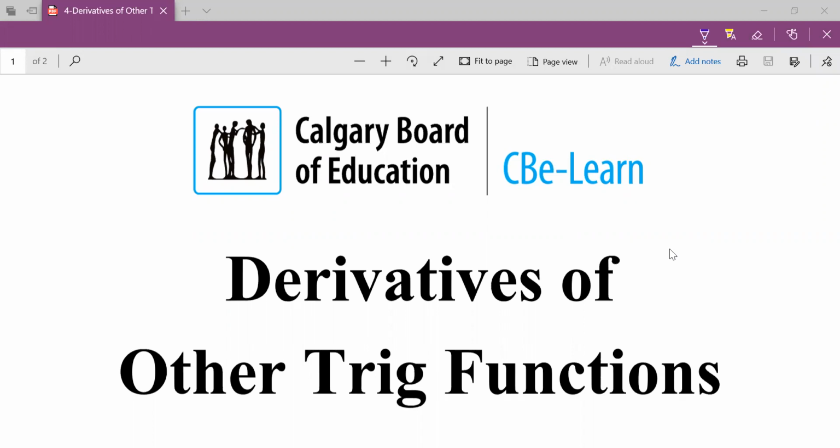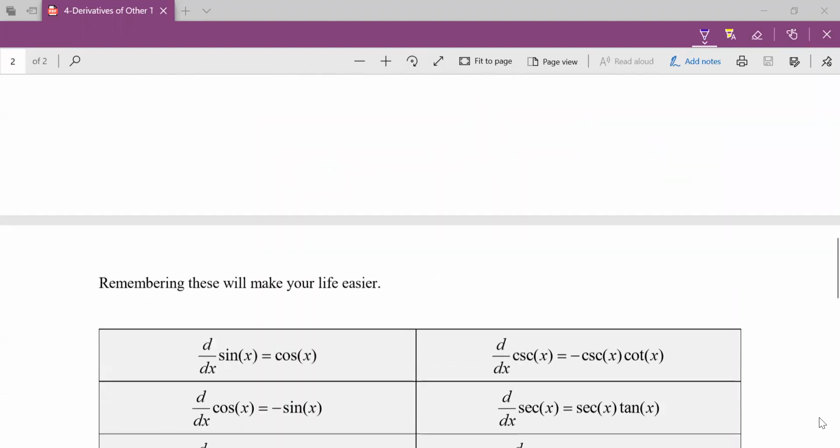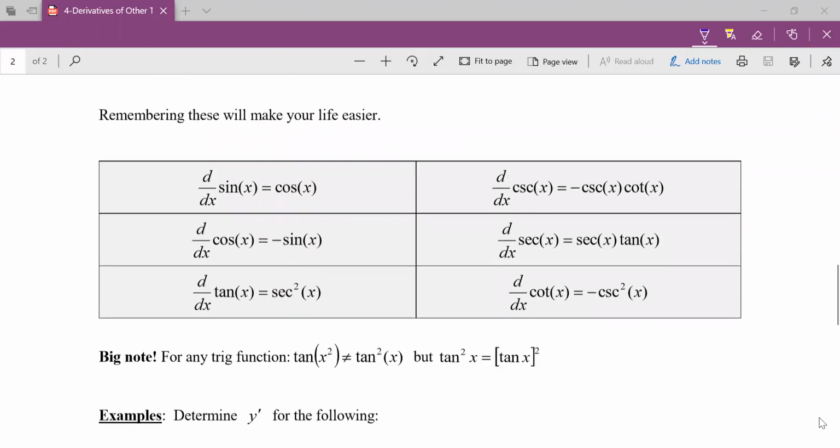What we're going to look at in this video is the derivatives of other trig functions. In the last video, we looked at the derivative of sine and cosine. Here we're going to look at our other four trig functions: tangent, secant, cosecant, and cotangent. You've got a formula sheet here, but depending on your teacher or your professor in university, you won't get a formula sheet.